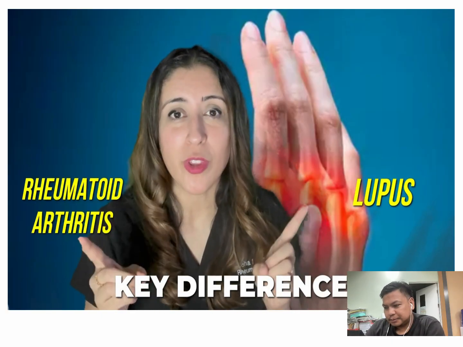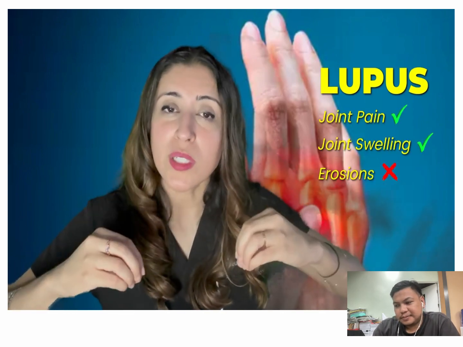So this is a very key difference between lupus and rheumatoid arthritis. Usually in lupus, yes, you can have joint pain, you can have joint swelling, but you don't usually have erosions, this permanent damage. But in rheumatoid arthritis, you can certainly have that. And it is irreversible, which is always what we're trying to fight against.